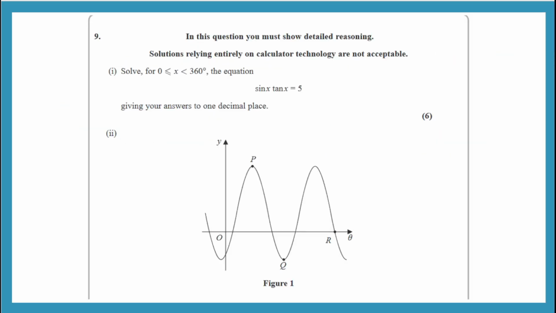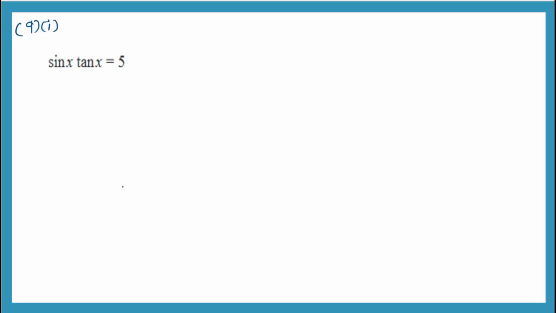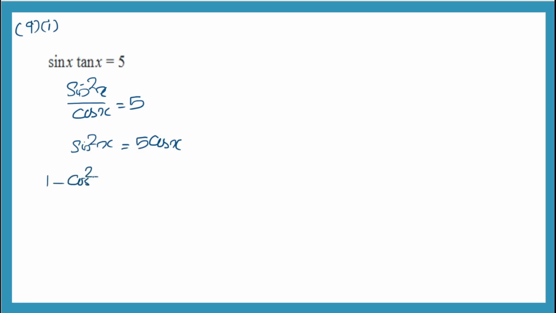We need to solve the trigonometric equation sin x tan x equals 5. Now rewrite tan x as sin x by cos x, then the left hand side equals sin squared x by cos x equals 5. Now cross multiplying, sin squared x equals 5 cos x. 1 minus cos squared x equals 5 cos x. Now rearrange to form a quadratic equation in cos x. It's cos squared x plus 5 cos x minus 1 equals 0.